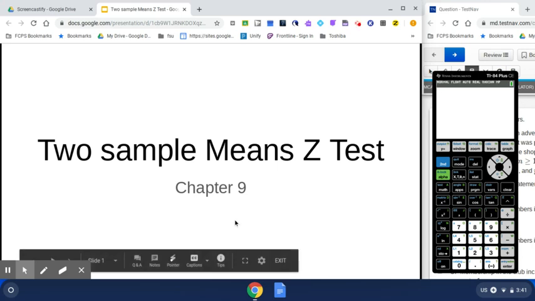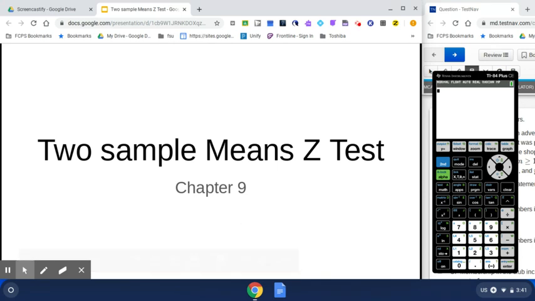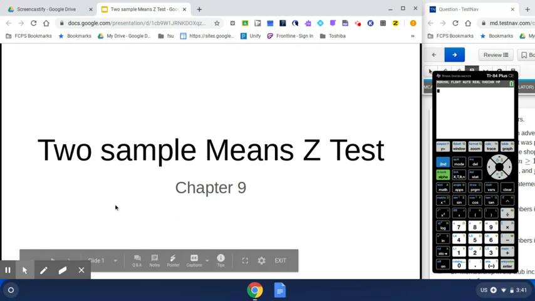Okay, today we're learning about two-sample mean hypothesis testing for z's. This is chapter 9 in your book.